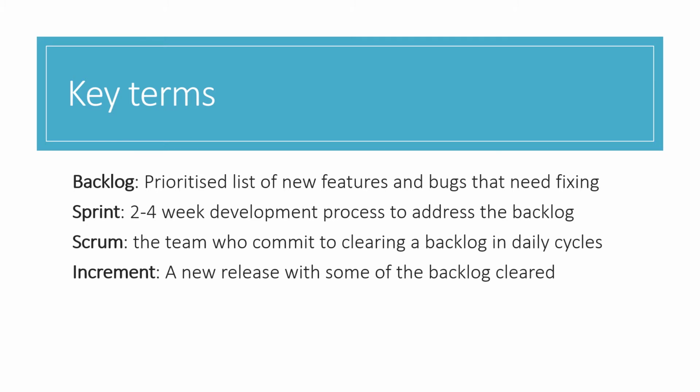The scrum is the team meeting where the team commit to clearing the backlog in daily cycles. So they'll meet at the start of the day, sort out what they've got to do that day, and try and not go home basically until they've cleared that work. And the increment is the new release that's got those items fixed, but rarely will it be perfect. It's just another stage in the development process.